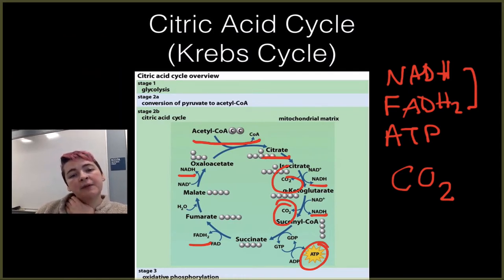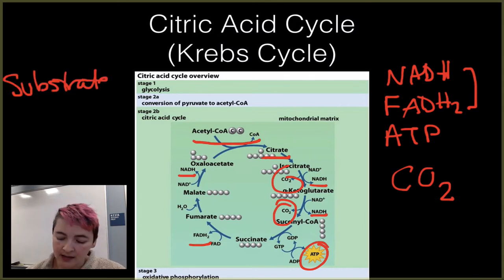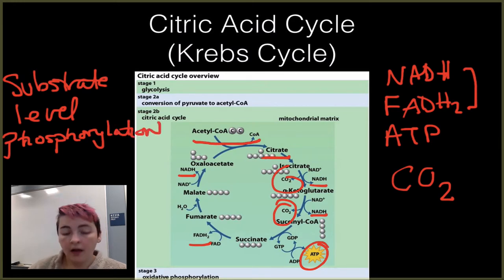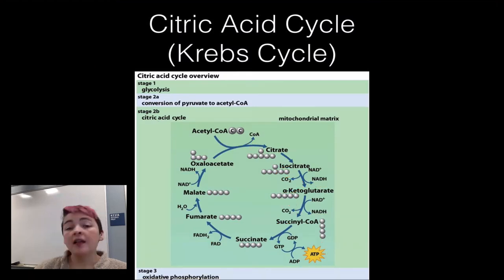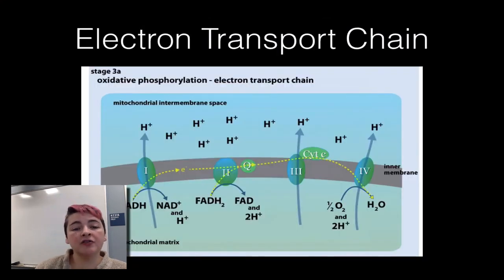The way that ATP is formed during the citric acid cycle and glycolysis is called substrate-level phosphorylation. You'll notice that the substrate-level phosphorylation produces less ATP than the oxidative phosphorylation, which happens in the electron transport chain. The citric acid cycle takes place in the matrix of the mitochondria. After the citric acid cycle, we're going to go on to the electron transport chain. The electron transport chain happens in the inner mitochondrial membrane.